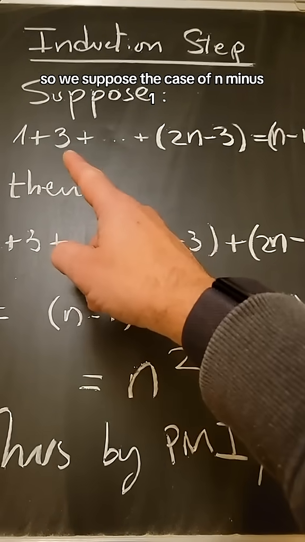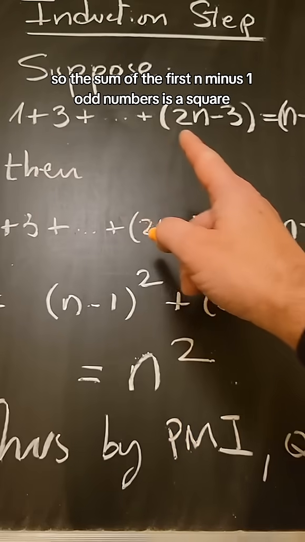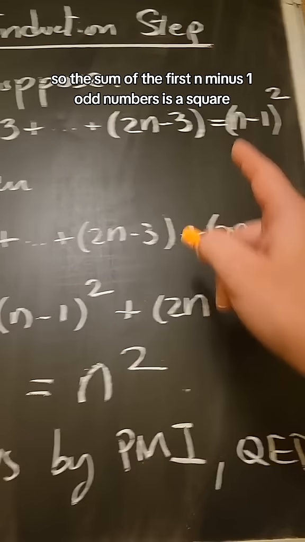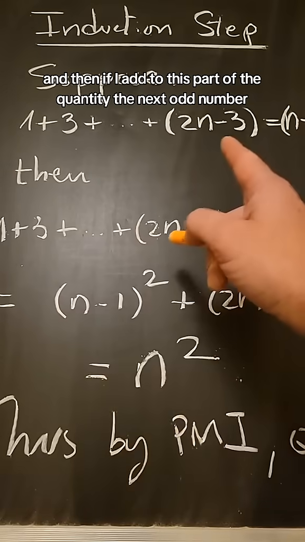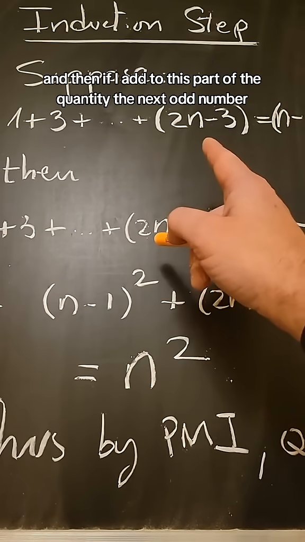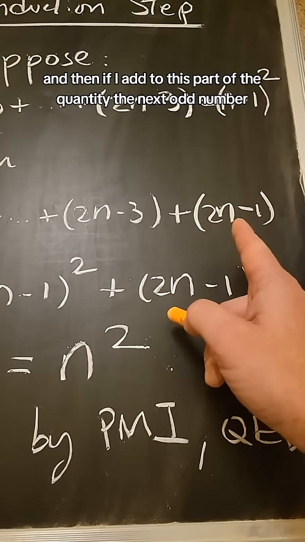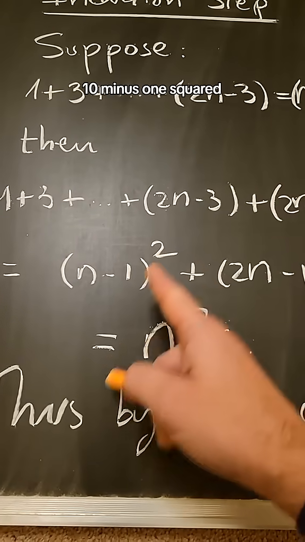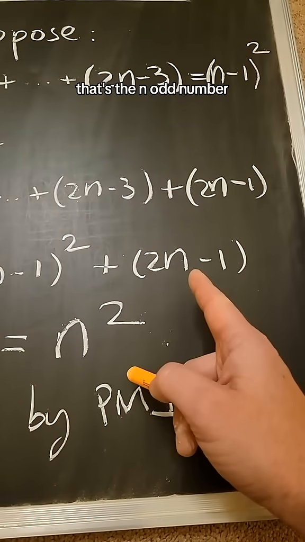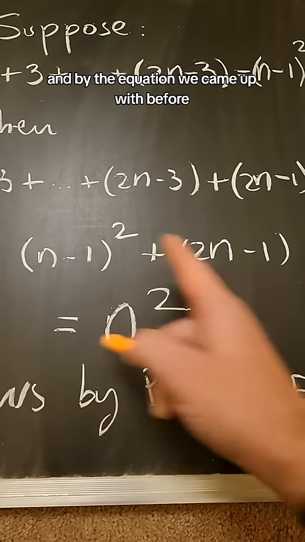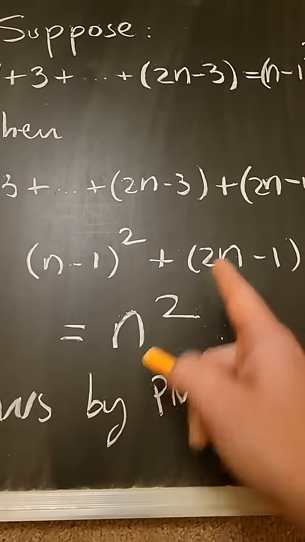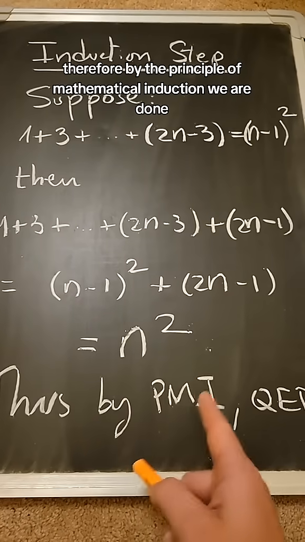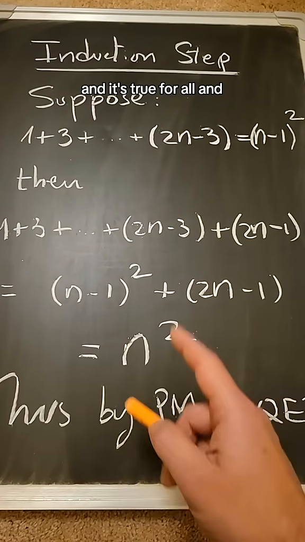So we suppose the case of n minus 1, so the sum of the first n minus 1 odd numbers is a square. And then if I add to this quantity the next odd number, then this is by assumption (n minus 1) squared. That's the n-th odd number. And by the equation we came up with before, this adds up to be the next square. Therefore, by the principle of mathematical induction, we are done. And it's true for all n.